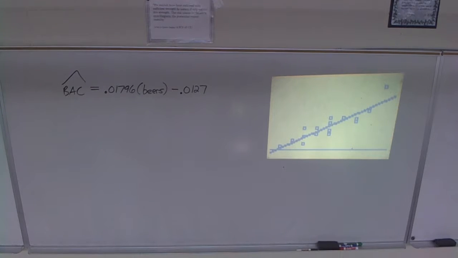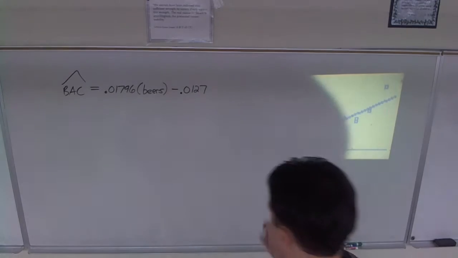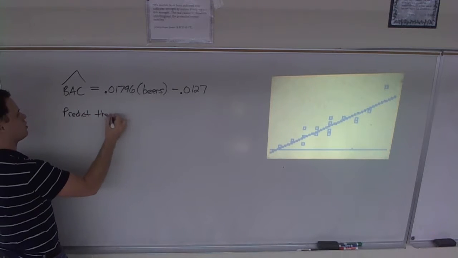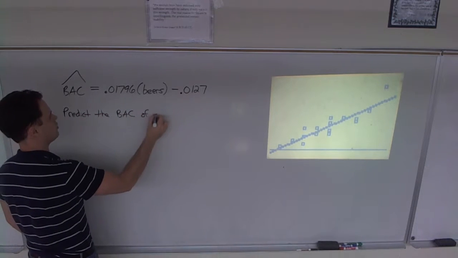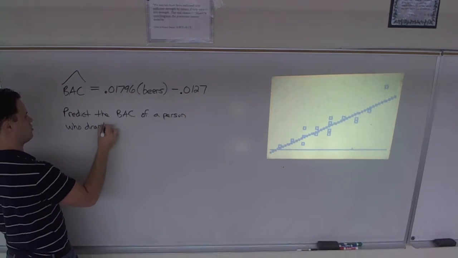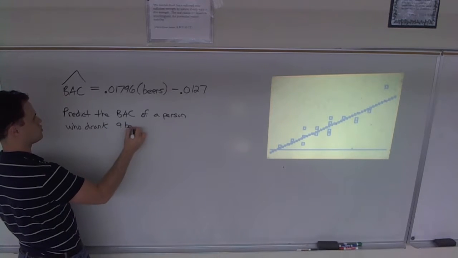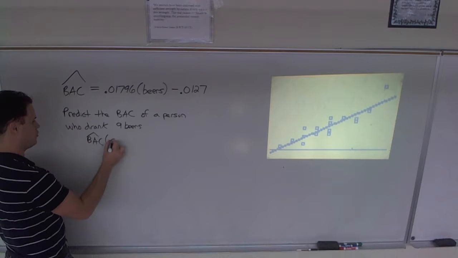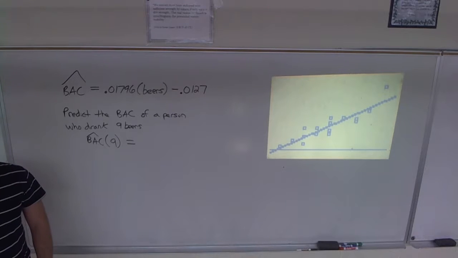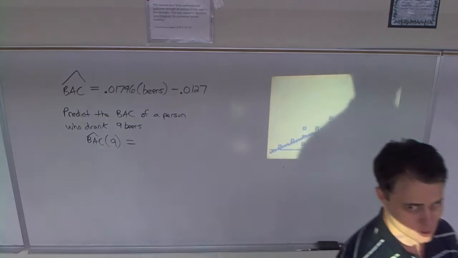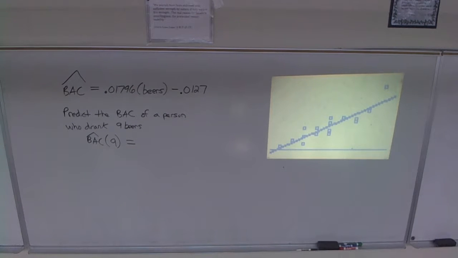There you go. So if you're asked to make predictions, like for instance, you might have a question that says something like, predict the blood alcohol content of a person who drank 9 beers, then you'd say BAC hat of 9 equals what? You could plug it in there and do the math by hand, or you could do things the fast way, because that is now in Y1, right? Of course, we can all plug that in by hand. It's the easiest algebra thing ever.